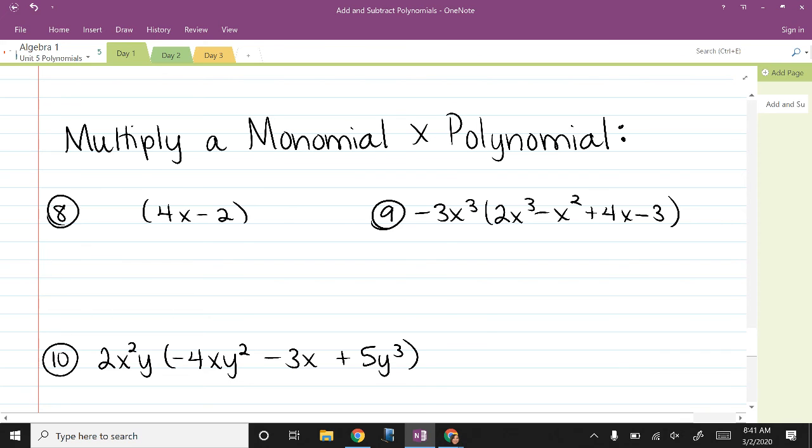And I forgot that number 8's missing something. Hang on. 3 looks good. Let's say that's 3x in front. Oh, there's a 3x on the next one. Y'all change that.